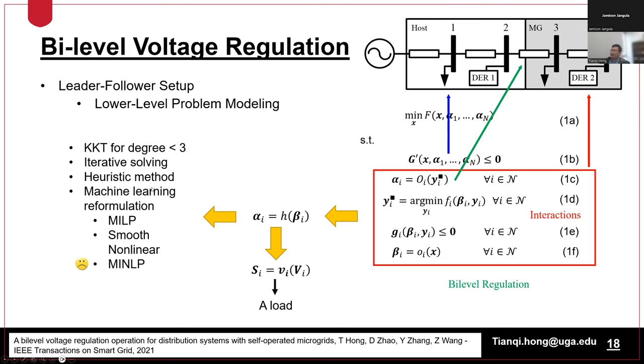We can directly put the whole problem into the heuristic solver and wait for the solver to output the result. The last one is the machine learning based reformulation method. Generally, we can use different machine learning models to represent the lower level problem, and we can convert the final problem into different problem types, such as mixed integer linear programming, smooth nonlinear programming, or mixed integer nonlinear programming.